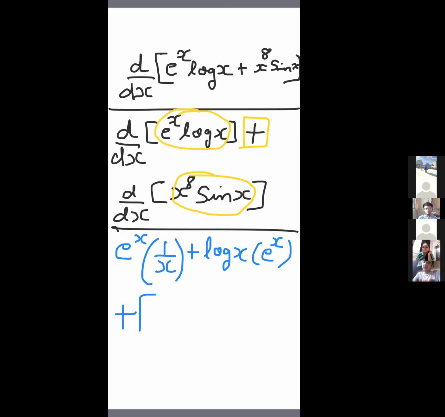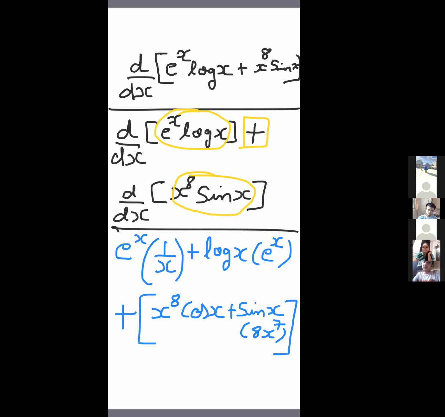Plus, now start applying product rule to the next set, that is x power 8 into sin x. Differentiation of x power 8, I don't have to do first. I have to write the first term as it is, and differentiation of sin x is cos x, plus second term as it is, which is sin x, and differentiation of x power 8 will be 8 into x power 7. Now tell me if you are getting this answer.